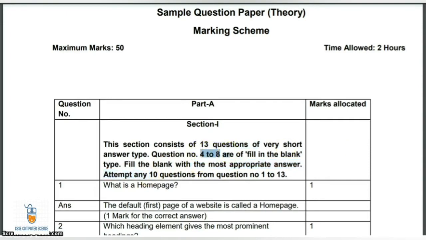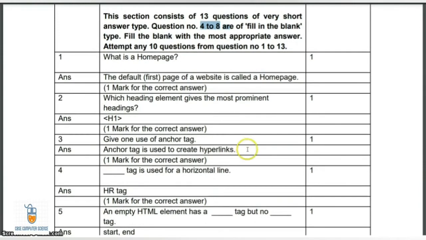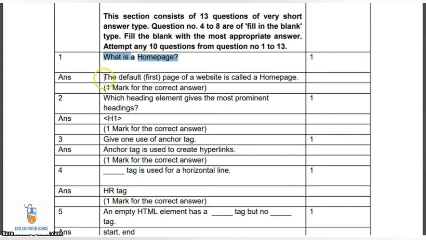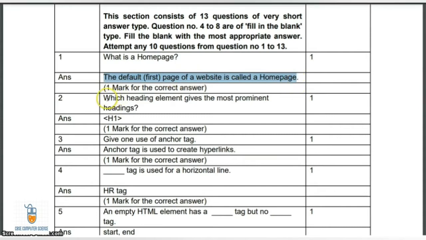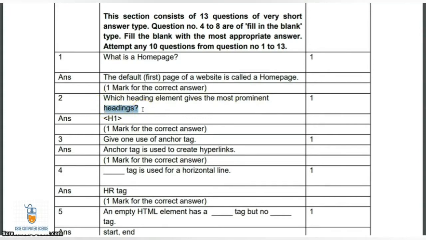So this is a sample question paper which you can find on the web portal of CBSE as well, and this is how the questions are asked for 1 mark. In the first section you will be given 13 questions, and out of those 13 questions you are supposed to write any 10. The first question in the sample paper is, what is a home page? The default or the first page of a website is called a home page.